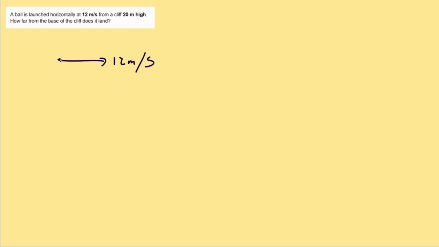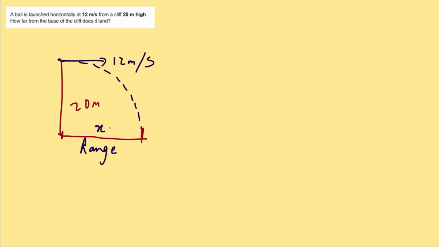So the first problem for today is a ball is launched horizontally at 12 meters per second from a cliff that is 20 meters high. And the question is asking us, how far from the base of the cliff does it land? So what that means is if the ball follows a path that looks like this, then we have to find the distance from here to where it landed. This is called the horizontal range. And horizontal range, we can label as x. That's what we're looking for.